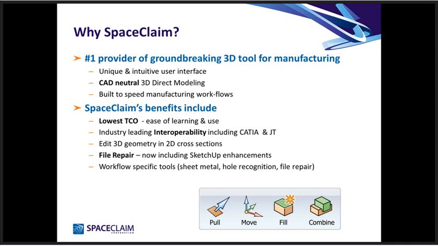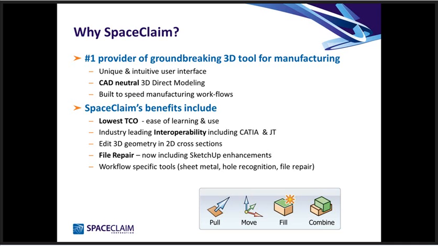I talked a little about interoperability and what we call CAD neutral. We also give you the ability to open up CATIA and JT files. Not just open those and edit them, but also save out CATIA and JT files as well. Editing the 3D geometry in 2D cross-sections is something very unique that we do. No one else does it the way we do. You're looking at a model in a familiar 2D environment, and you get to modify the actual 3D data.